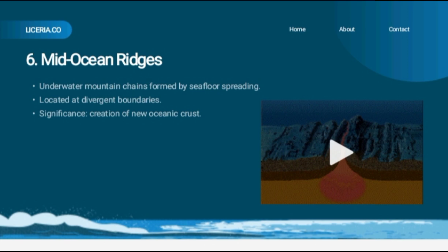Next, mid-ocean ridges. Mid-ocean ridges are underwater mountain chains that run along the ocean floor. They are formed at divergent plate boundaries through a process called seafloor spreading. Magma rises from the mantle, cools, and solidifies, creating new oceanic crust. Mid-ocean ridges are the birthplaces of new oceanic crust. They play a vital role in plate tectonics and the Earth's geological processes.